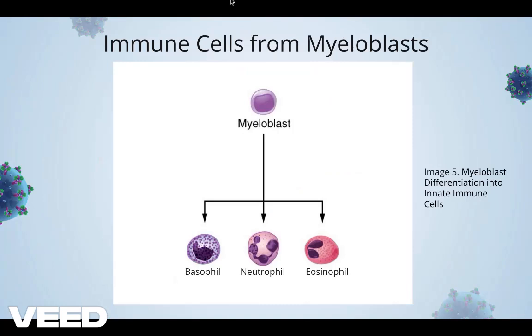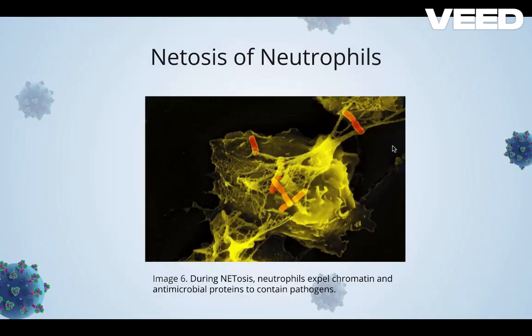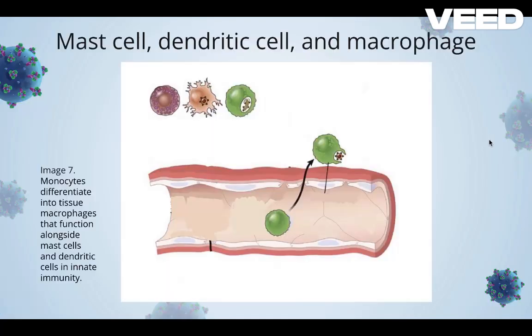Then we have immune cells from myeloblasts, and so neutrophils, eosinophils, and basophils are immune cells that play specialized roles. So neutrophils are rapid responders, and they engulf and destroy microbes, especially bacteria. Eosinophils are important for defense against parasitic infections, while basophils release inflammatory mediators involved in allergic responses. Then we have NETosis of neutrophils. So this is just showing that during NETosis, neutrophils expel chromatin and antimicrobial proteins to contain pathogens.